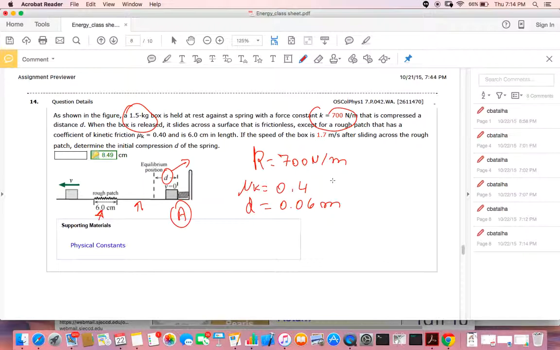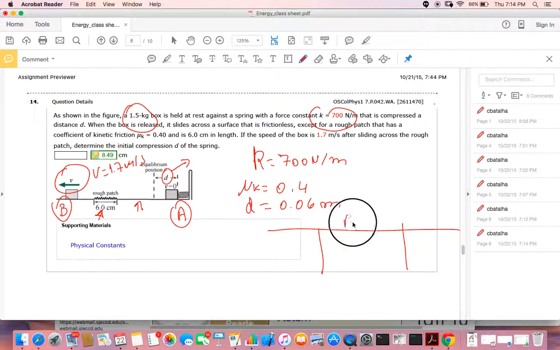If the speed of the box is 1.7 meters per second after sliding across the rough patch, so when you get to this point the speed is 1.7 meters per second, determine the initial compression of the spring. So here's your point A. Here's your point B. Then what do we do? Do a little table, A, B. How much money do you have in the morning? What's the energy budget you have in the very beginning?